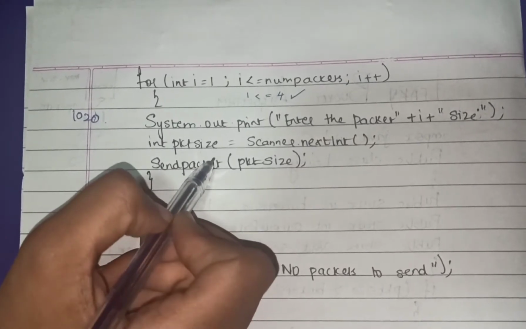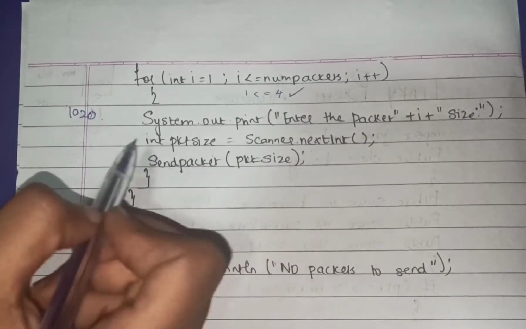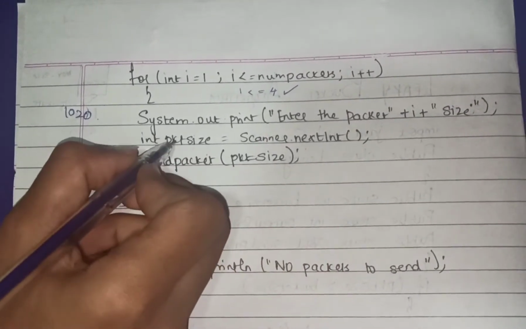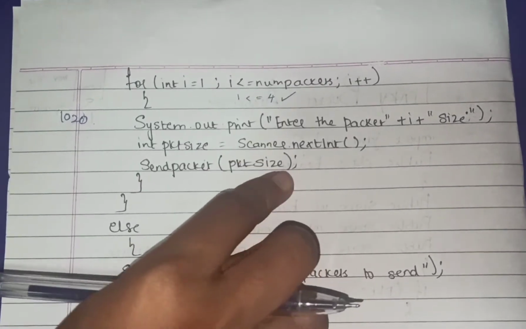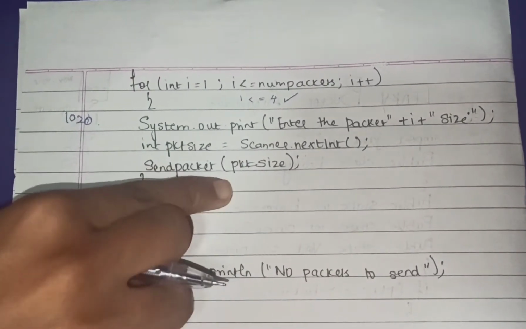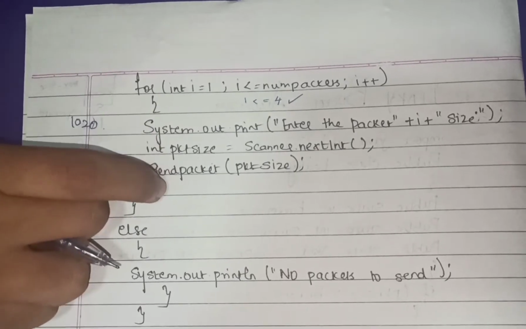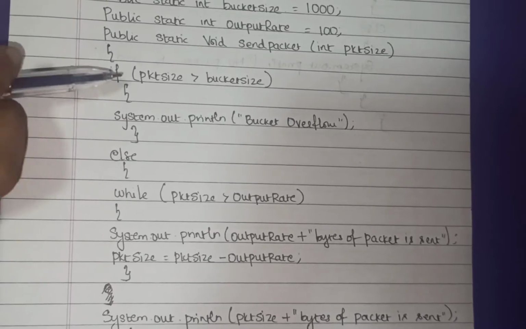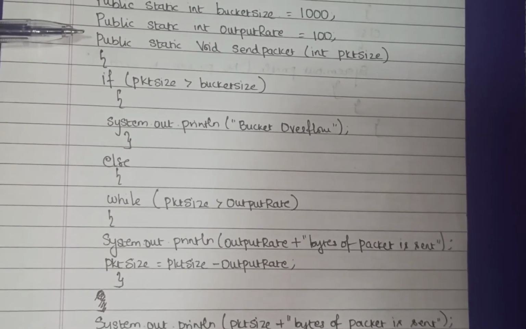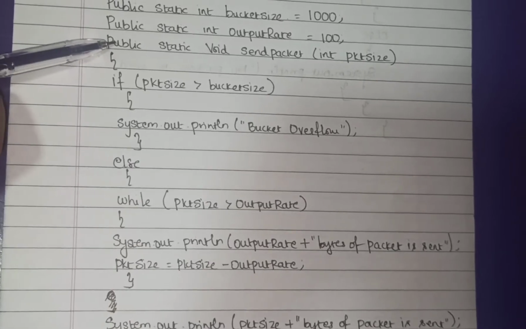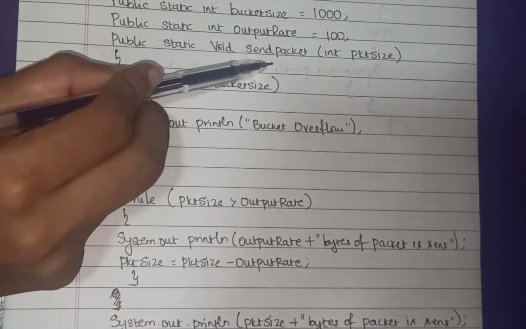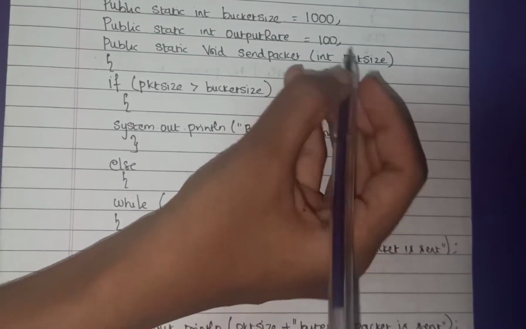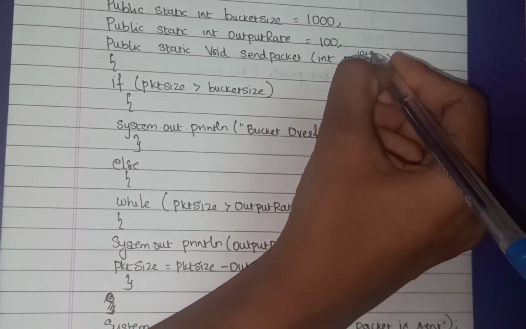Now this packetSize variable will be sent to the function call, that is sendPacket. So the sendPacket call will have the argument packetSize. Here 1020 will be passed. This is the function call of the function sendPacket, so it will transfer the control to the function sendPacket. That is public static void sendPacket, which will have the argument that is passed, that is the packet size. We have taken the packet size to be 1020, so suppose 1020 is passed here.